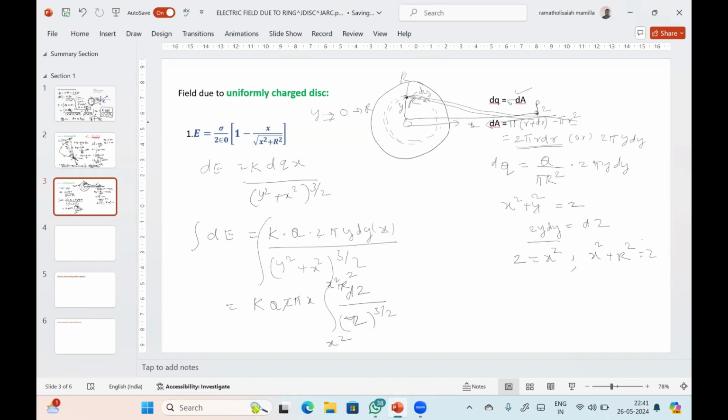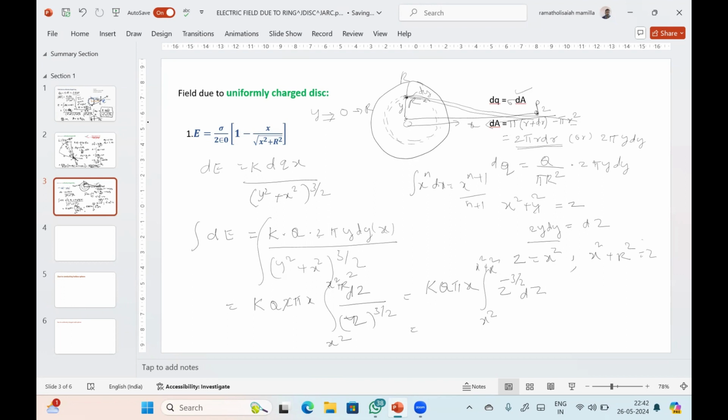Now z to the power minus 3 by 2. You know the integral of x to the power n dx is x to the power n plus 1 by n plus 1, where here n is minus 3 by 2. Therefore k q pi x times the integral from x square to x square plus r square of z power minus 3 by 2 dz. Integrating, minus 3 by 2 plus 1 is minus 1 by 2, so root z comes down, and the denominator minus 1 by 2 goes up as 2.